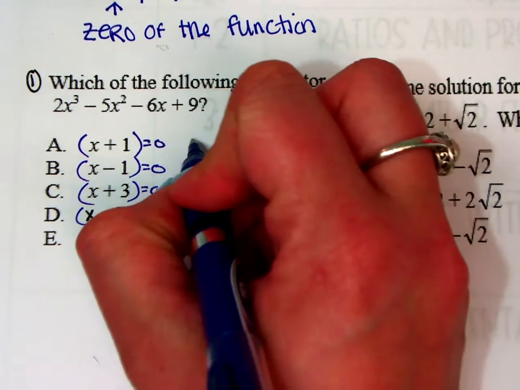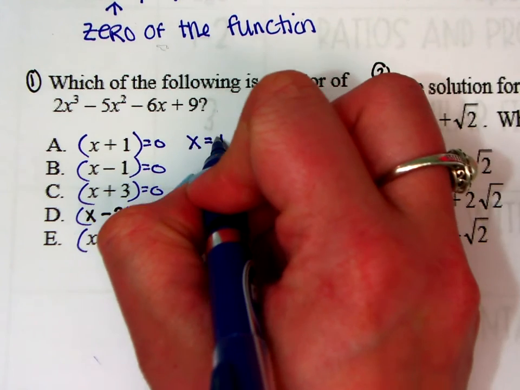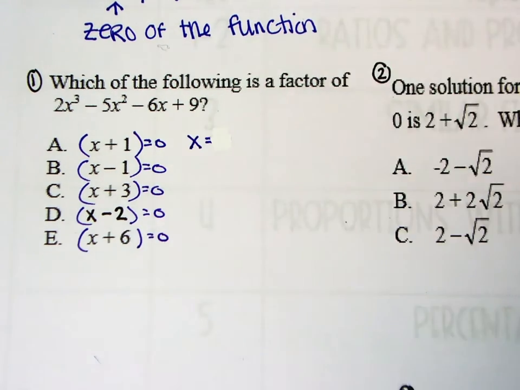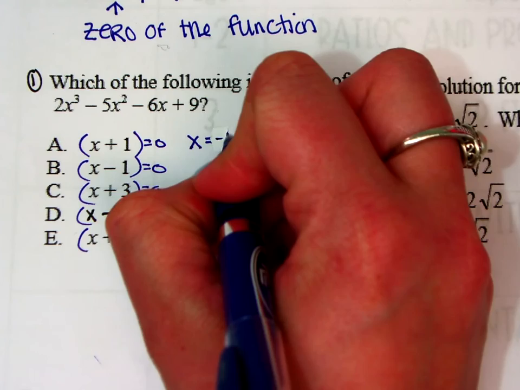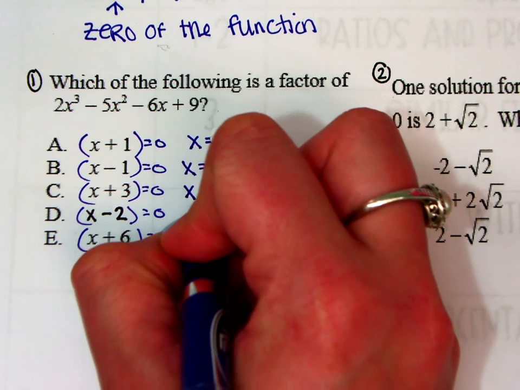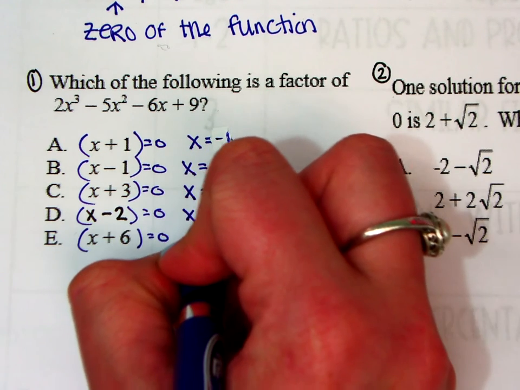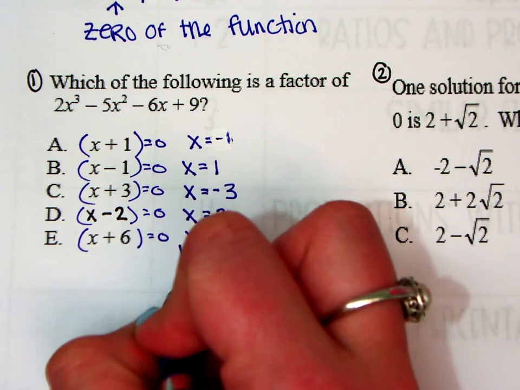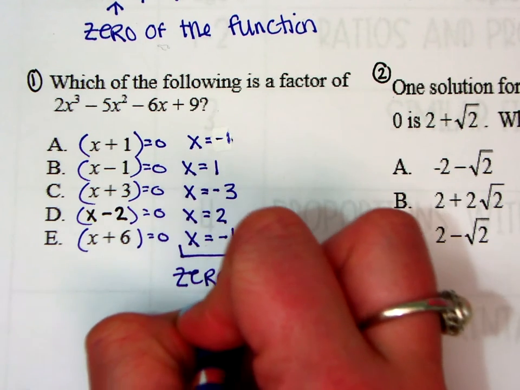So in this problem, we get x equals -1. Sorry, that was a bad negative. x equals -1. x equals +1. x equals -3. x equals 2. And x equals -6. These are the zeros.